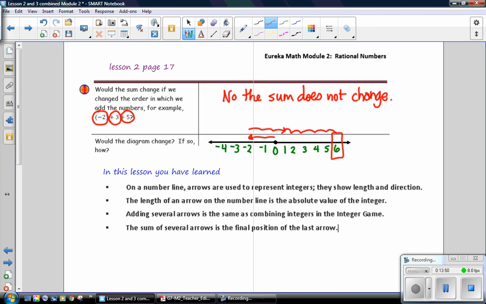In this lesson, you have learned, on a number line, arrows are used to represent integers. They show length and direction. The length of an arrow on the number line is the absolute value of the integer. Adding several arrows is the same as combining integers in the integer game. The sum of several arrows is the final position of the last arrow.